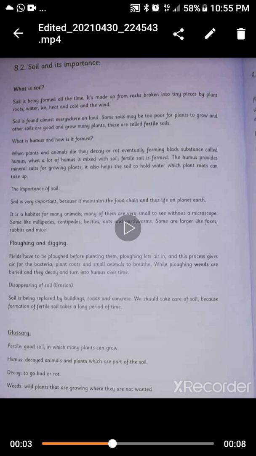Soil and its importance. What is soil? Soil is being formed all the time. It's made up from rocks broken into tiny pieces by plant roots, water, ice, heat, and cold, and the wind. So, soil is basically broken up pieces of rocks, broken up pieces of plants, roots, water, and heat, cold and hot wind. They all make up soil for us.